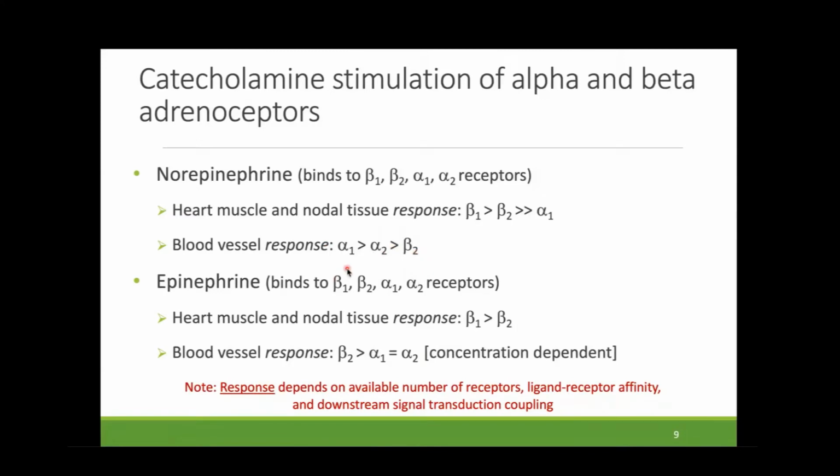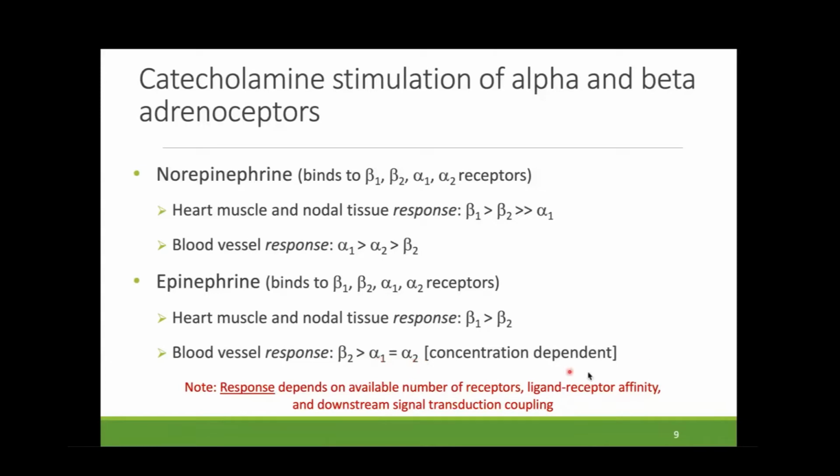Now let's look at epinephrine. Epinephrine also binds to beta-1 and 2 and alpha-1 and 2 receptors. Now in the heart muscle and nodal tissue, the response is beta-1 primarily, beta-2 secondarily. In blood vessels, the response to normal small increases in epinephrine, or moderate increases in epinephrine, is primarily a beta-2 response, a vasodilatory response. And then it will also respond in part via alpha-1 and alpha-2 adrenoceptors.